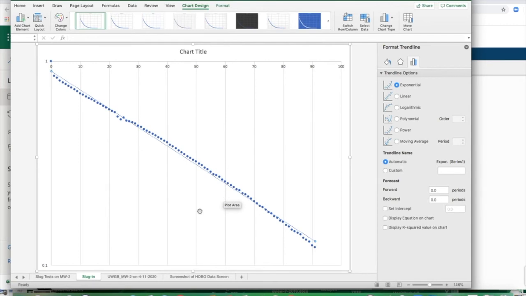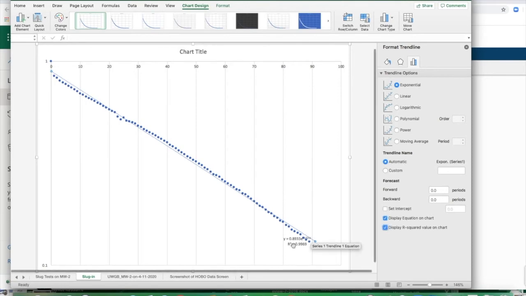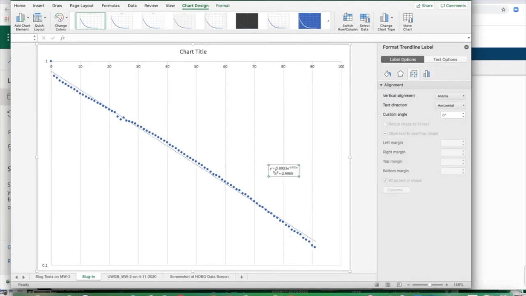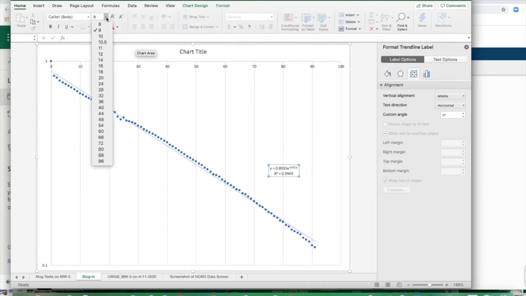Some of the data at the bottom are on one side, in the middle they're on the other, and at the top they're kind of on the other side. This isn't a bad solution here. We can display the equation, and we can display the r squared value. Let's make this a little bit larger so we can see it.